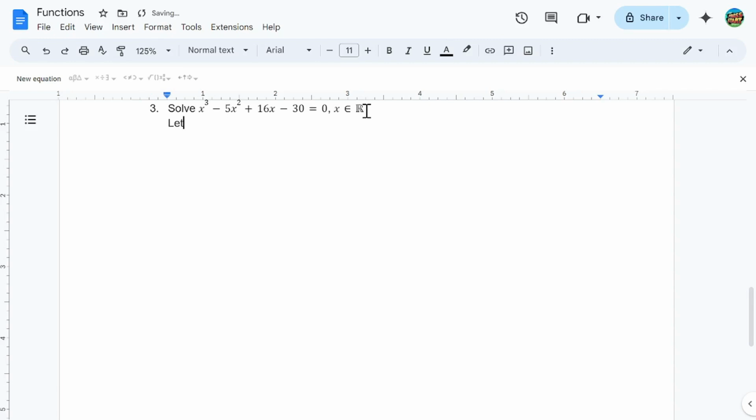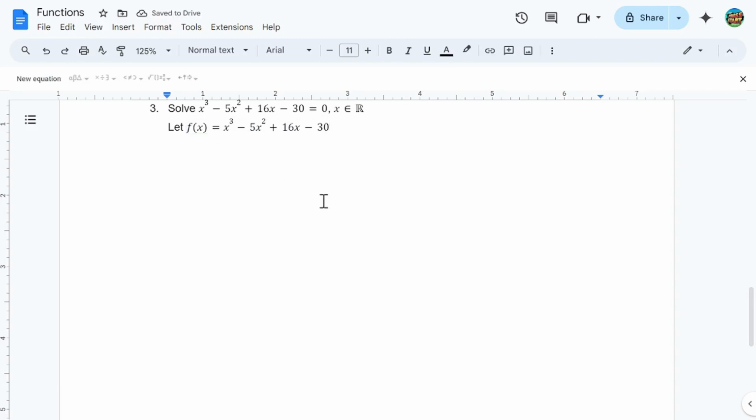So we let a function. You can use any alphabet you want from A to Z, but since F is the most common letter for function, we will let f of x equal x to the power of 3 minus 5x to the power of 2 plus 16x minus 30.